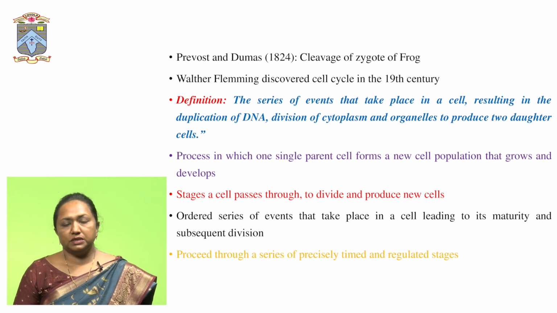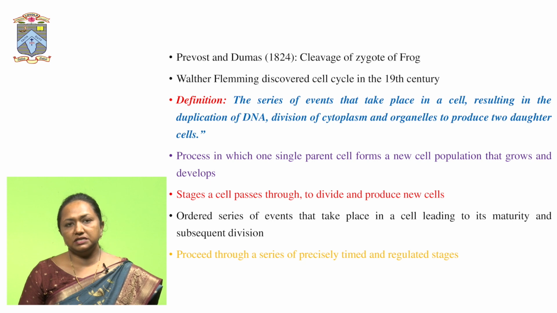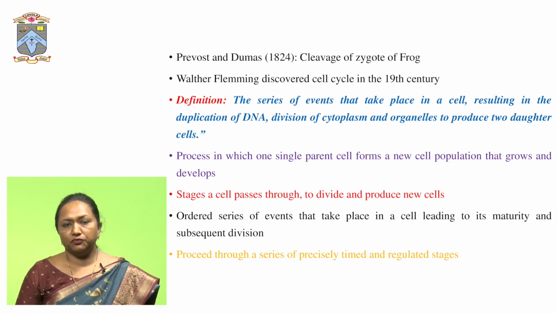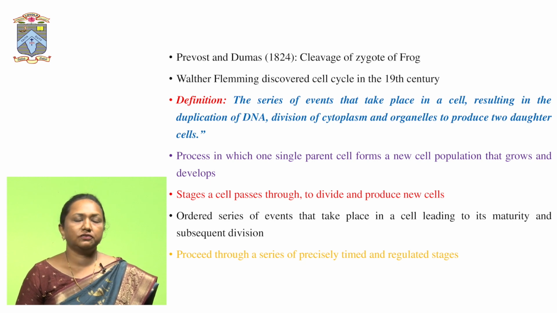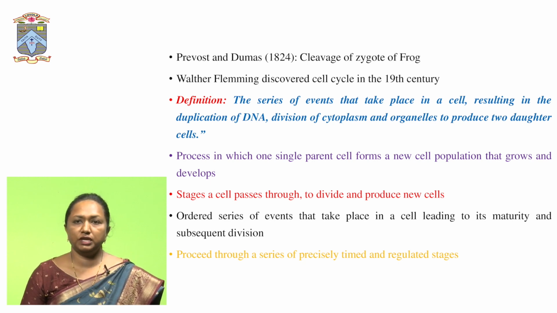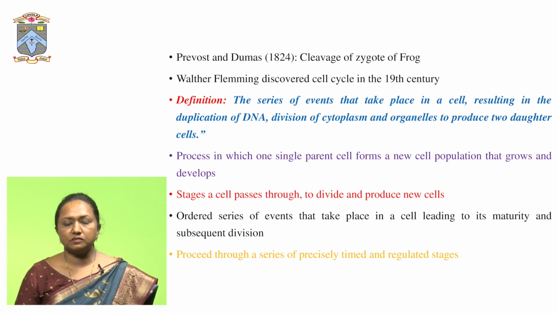Prevost and Dumas were the scientists who in the early 18th century found out for the first time that the cell undergoes a series of events when they were studying the cleavage of zygote in frog. Later, in the early 19th century, Walter Fleming discovered the series of events in the cell cycle.